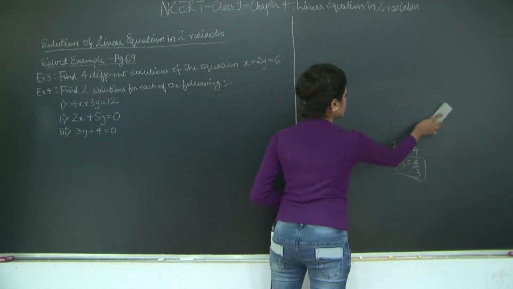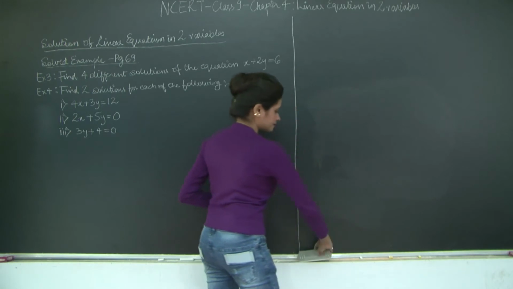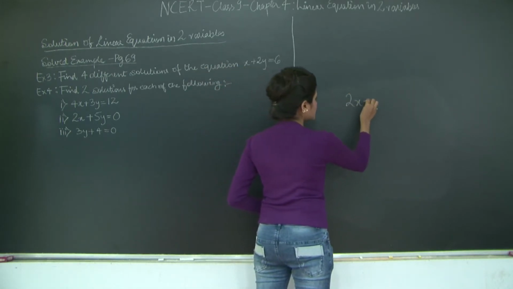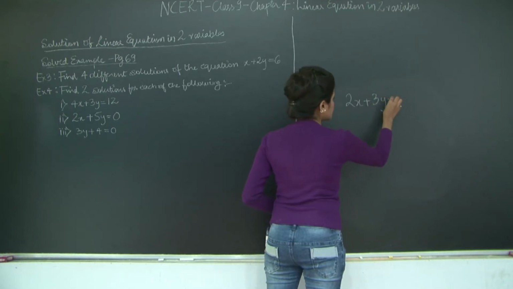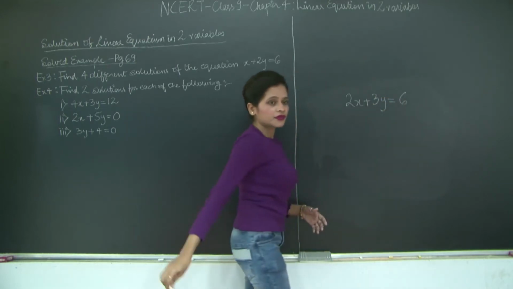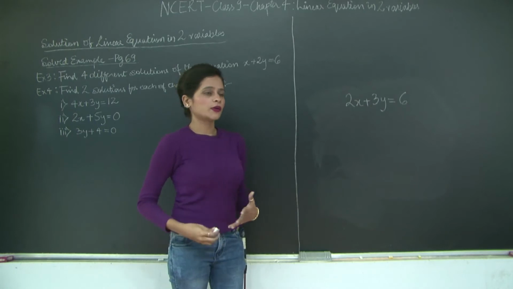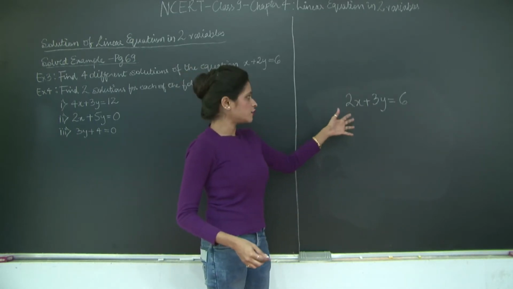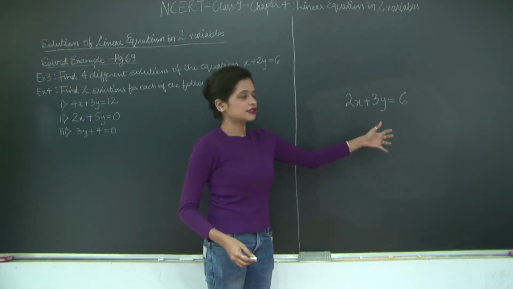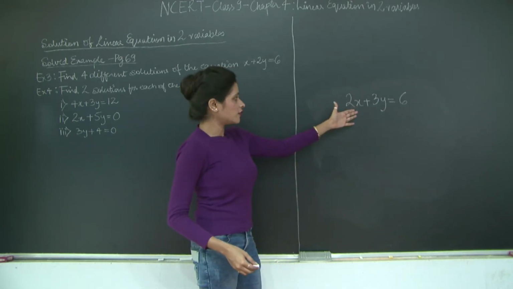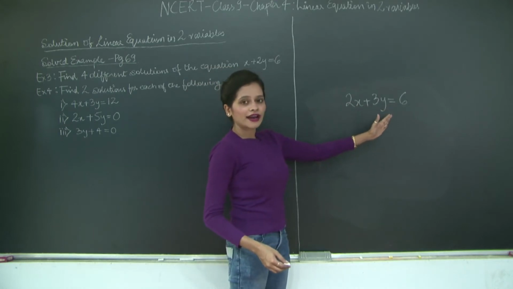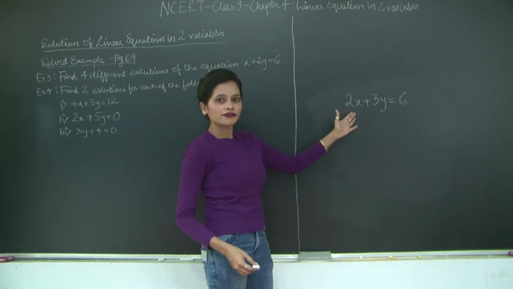Now we'll check for linear equations in two variables. So let's say I take something like 2x plus 3y is equal to 6. Now a very simple way to find the value of your variables is just to substitute the value of x as 0 once and the value of y as 0 once. So if you substitute the value of x as 0 once, you will get the value of y, and if you substitute the value of y as 0 once, you will get the value of x.